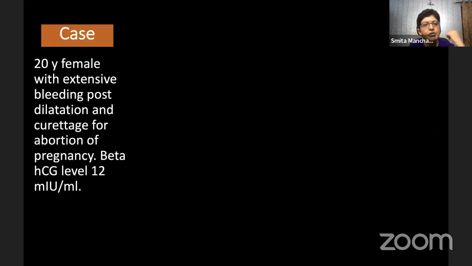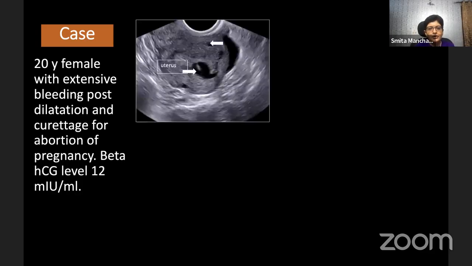Now, another patient, she's a 20-year-old lady. She's having excessive bleeding post DNC, that is dilatation and curettage, for abortion. And the beta HCG level is only 12 milli-international units per ml. So here, what are you seeing?